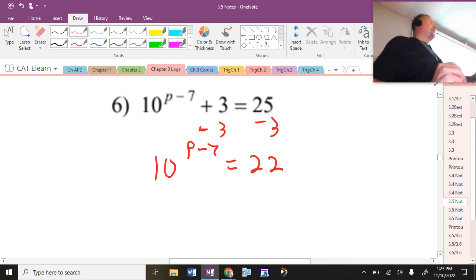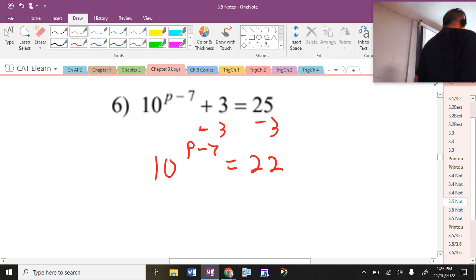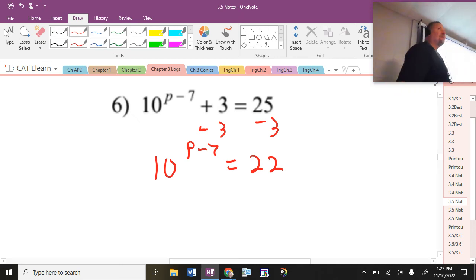Sorry, I had to think about that. What's 25 minus 3? It's stalled for a second. Can I take 22 and in my head make it 10 to a power? No, so I can't get equal bases. So what do I do?